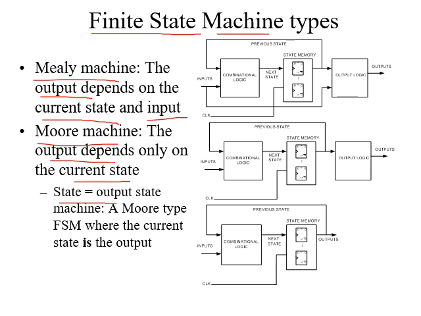And there is the output state machine. A Moore type FSM where the current state is the output. So this is a kind of output state machine. In output state machine, what will happen? We will have a Moore type of FSM where your current state is the output itself. So these are the block diagrams which you can go through.